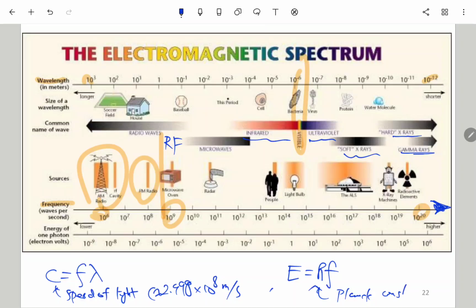Planck constant, and f is the frequency. So the energy of a photon is proportional to the frequency. So we will say the gamma ray is high energy, and the X-ray is also high energy.